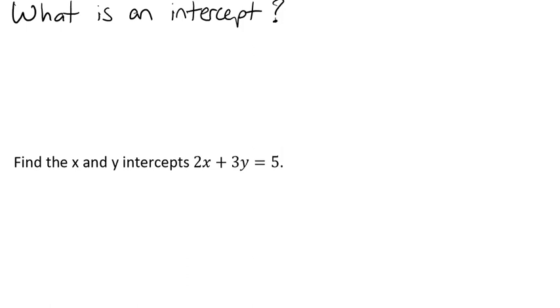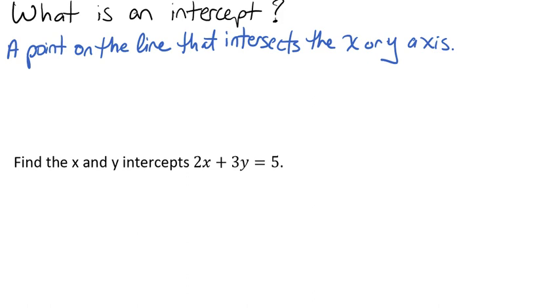In this video, we're going to be talking about X and Y intercepts. So let's start with the basic question. What is an intercept? An intercept is a point on the line that intersects the X or the Y axis. So here we have a function, and we see that our function intersects or goes through the X axis and the Y axis.